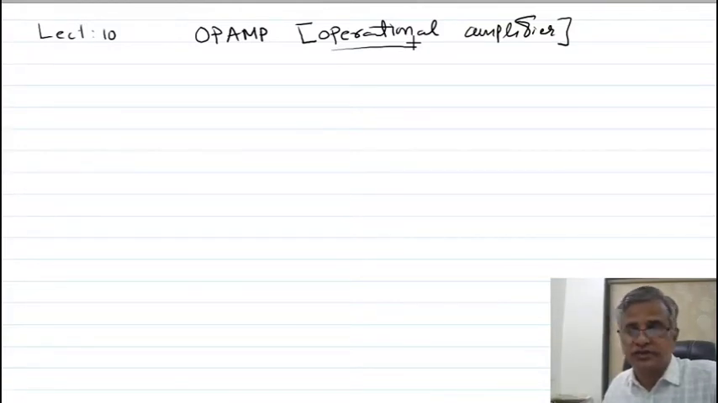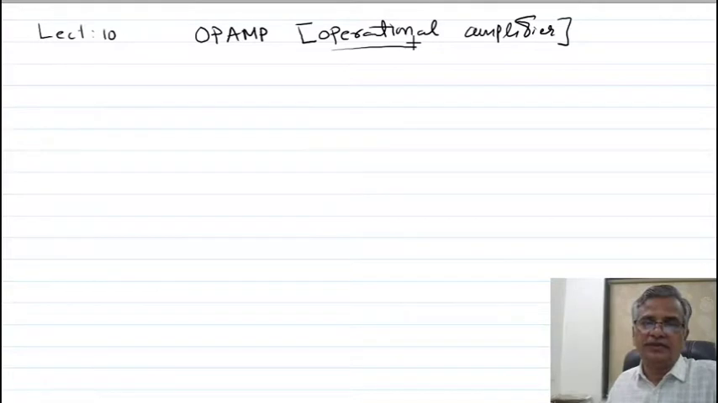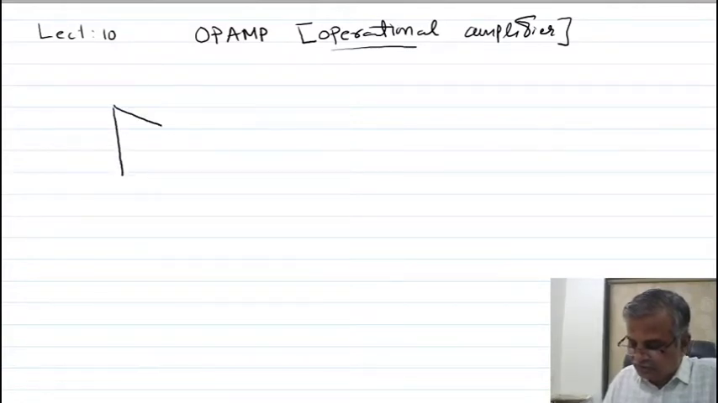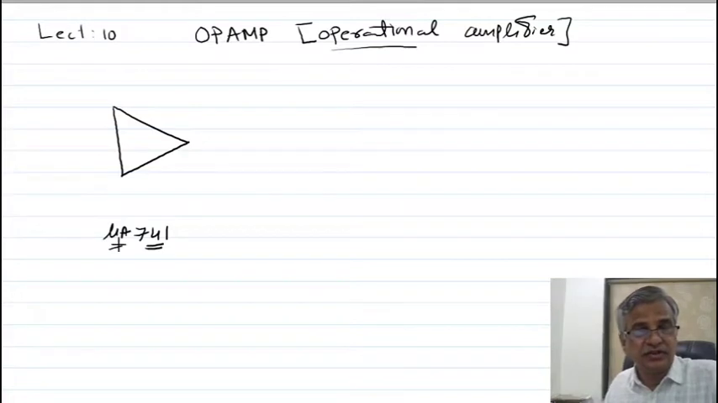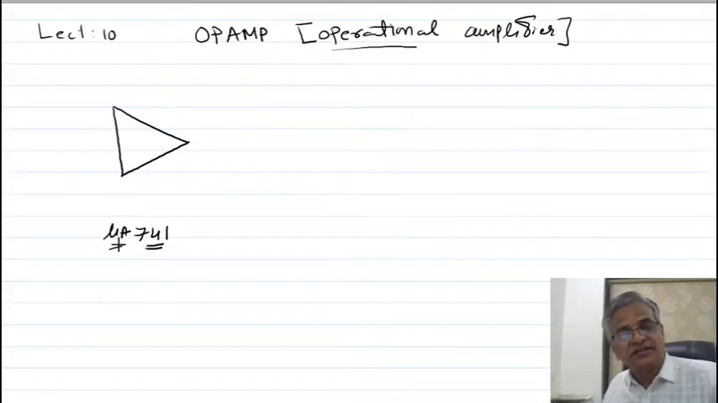I am showing you the schematic diagram of the operational amplifier and its symbol. This is the symbol of the operational amplifier. In this chapter, I am discussing operational amplifier 741. This is IC number 741. This indicates the name of the company manufacturer. Here I am discussing the IC 741 having 8 pins.